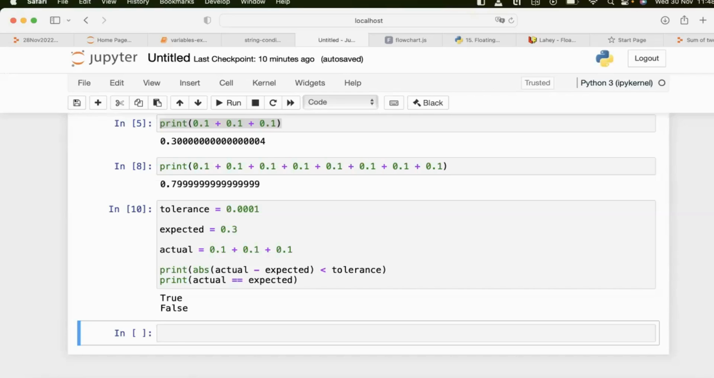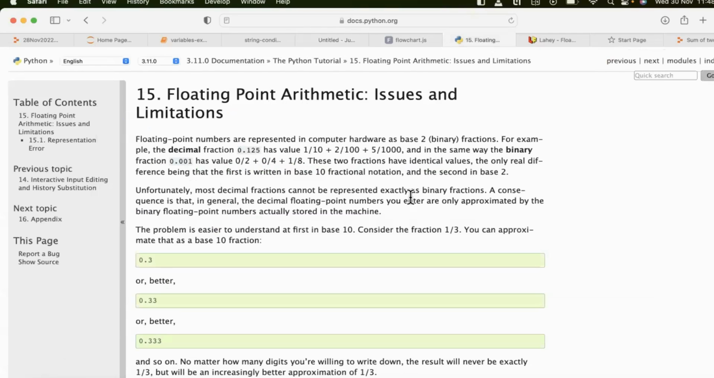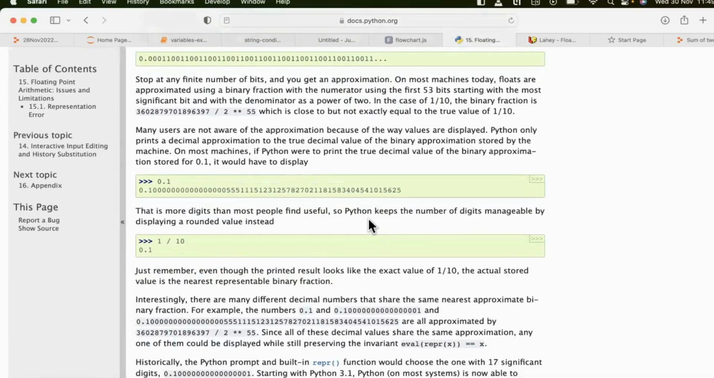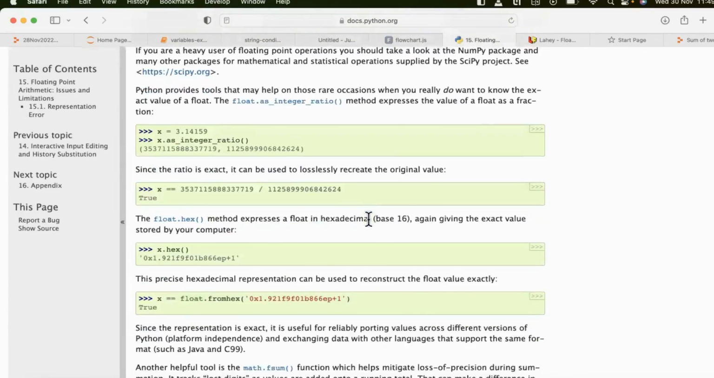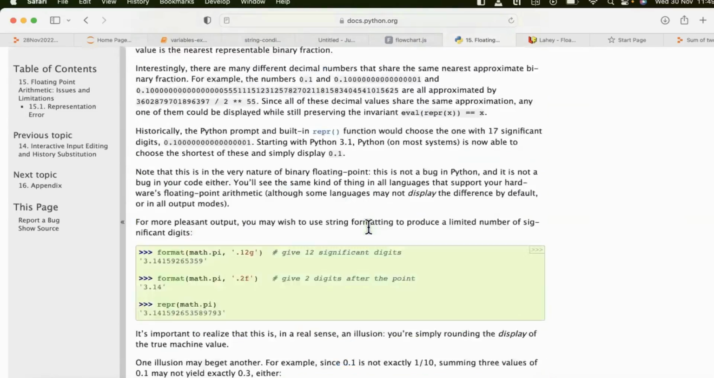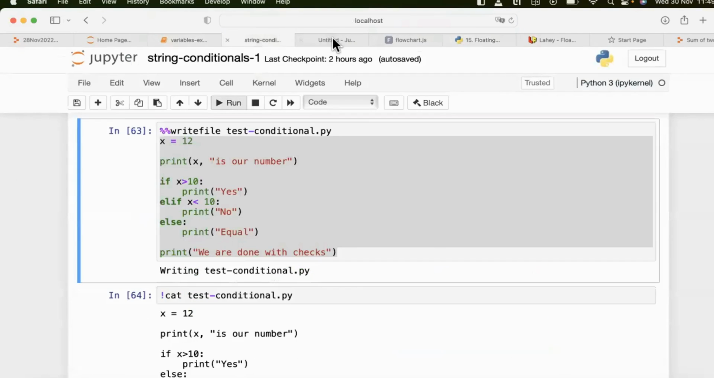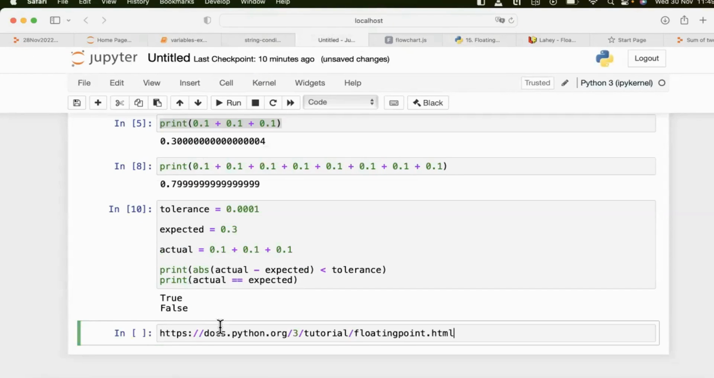Okay, so there's also very nice documentation about floating point precision, which is available on python.org. If you go to the Python tutorial, go to floating point arithmetic issues and limitations. This article very nicely mentions this, so you can read more about it. I will link it. Let me just do that right away. I will just put it here. Now it's in the notebook, which we'll share.